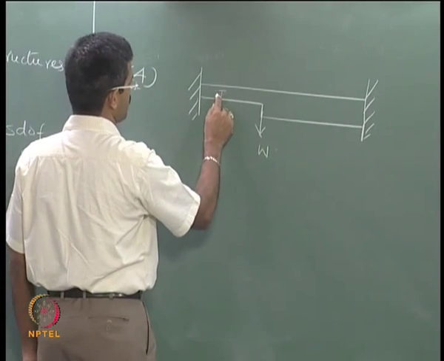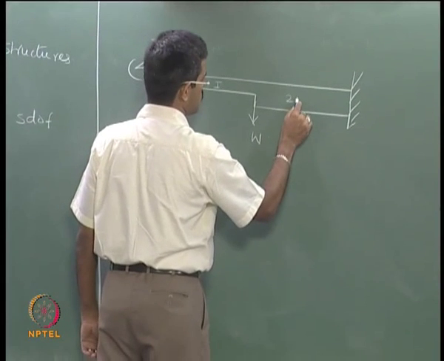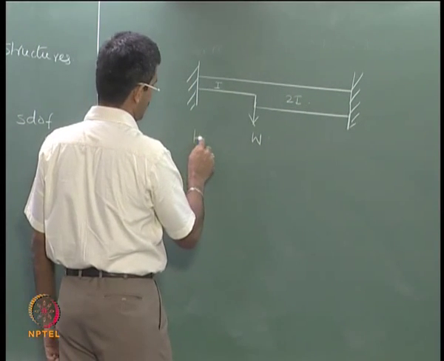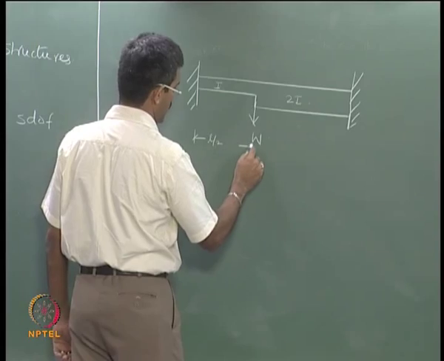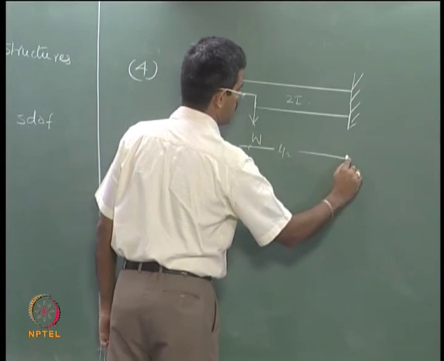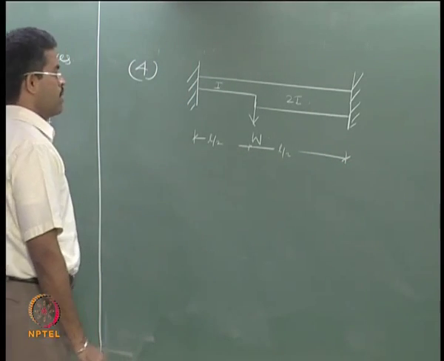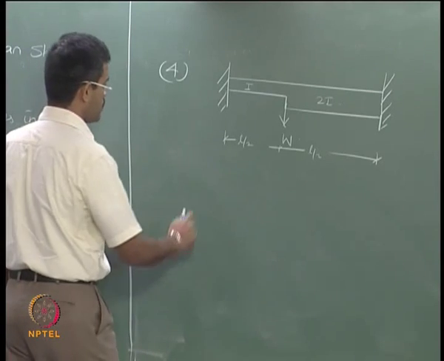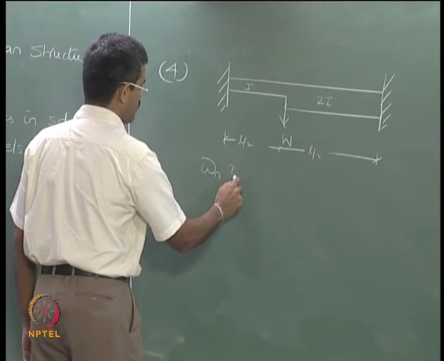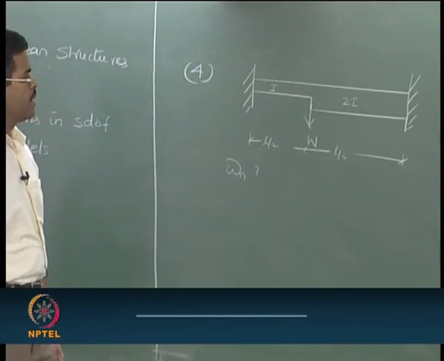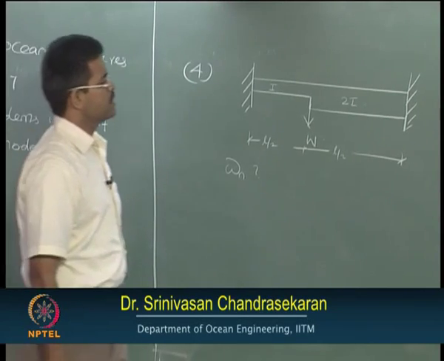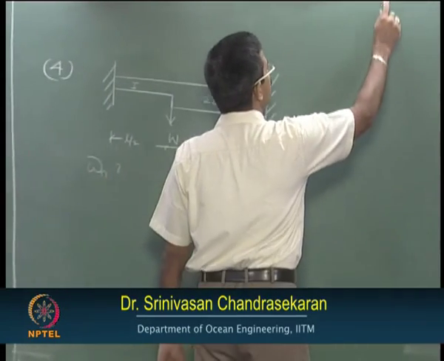The cross section of the beam is I here, whereas it is 2 I here, and let us say the length of the beam is equal on both the segments. What I am interested in is to obtain the natural frequency of vibration of this. Now what is the practical significance of this problem?